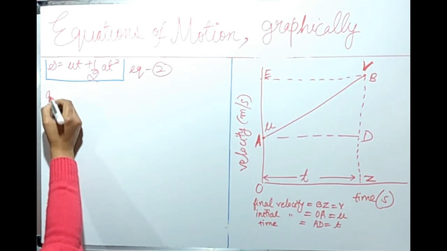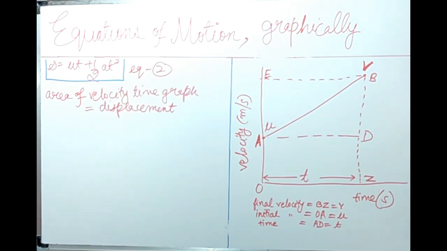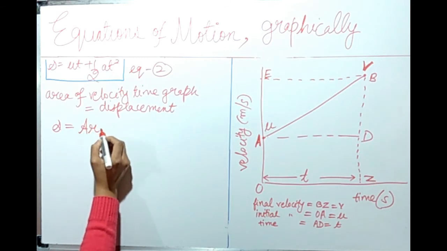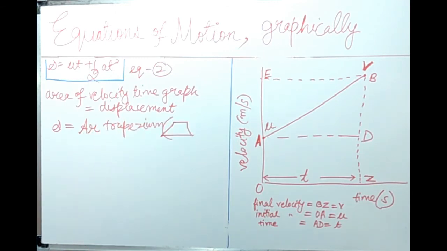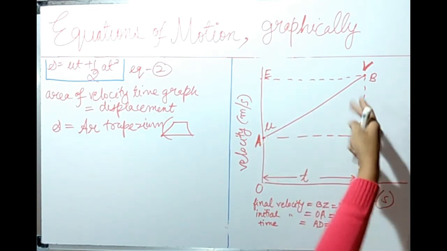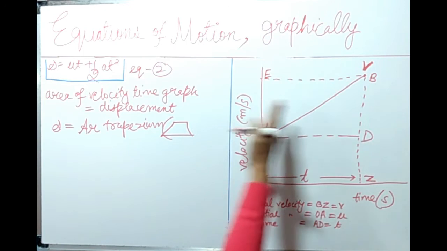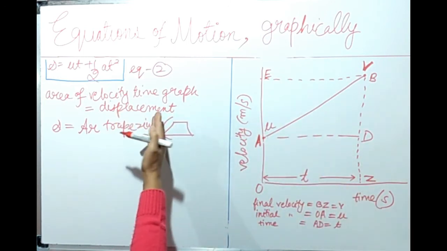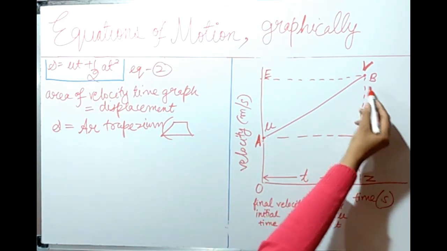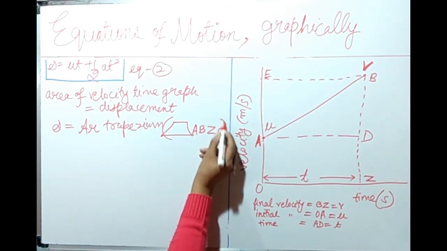Now, area of velocity time graph will give us displacement. So, displacement s equals area of trapezium. The area under this graph is a trapezium. You can see this line is parallel to this line. Area of this velocity time graph will give us displacement. So we have written s displacement equals area of trapezium ABZO. ABZO is our trapezium.